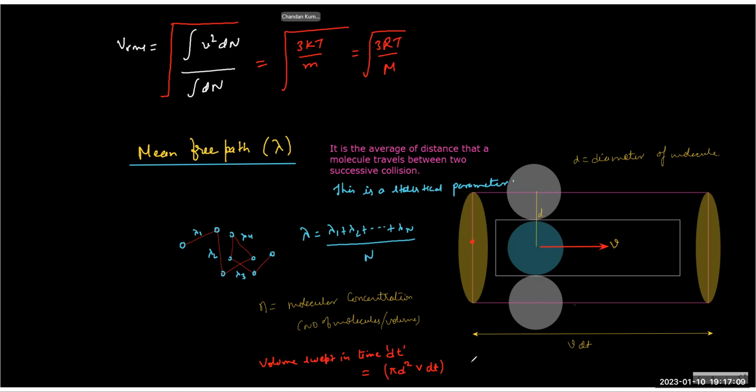If this is the volume swept, then how many molecules can I meet in my journey? Pi d square V dt by n, or into n? n is the number of molecules per unit volume, and you have traveled this much volume. So how many molecules are present in this volume? n into the volume. So that many molecules you are going to meet, yes or no? Yes, sir.